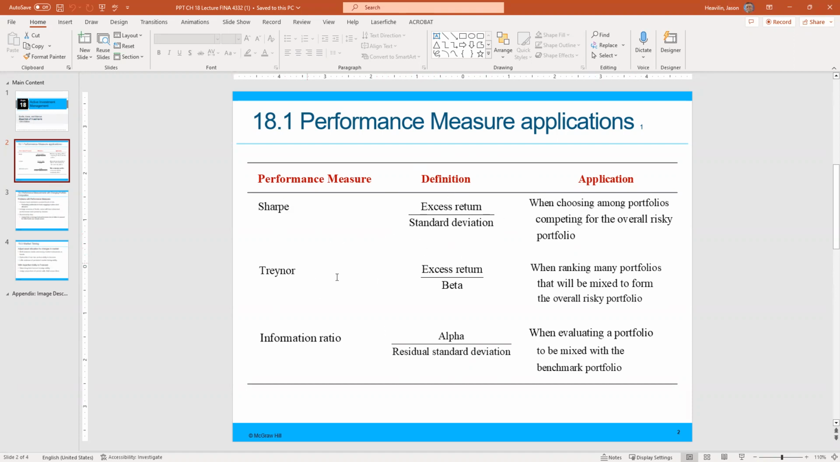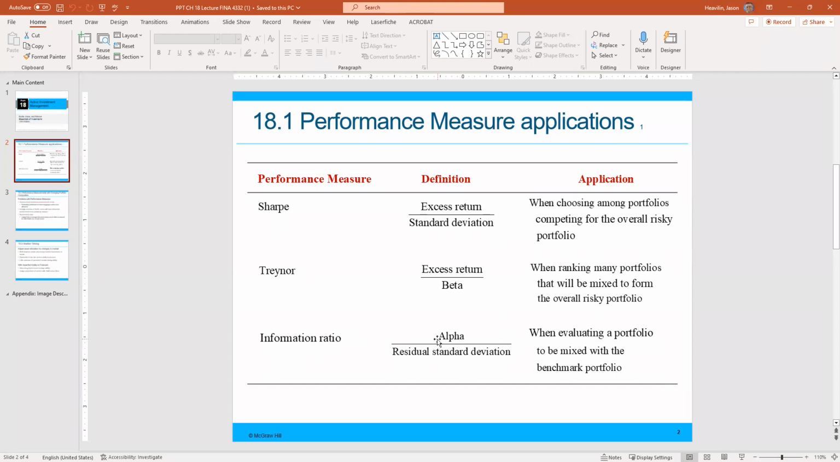Treynor is very similar to the Sharpe, but instead of dividing by the standard deviation, it divides by the beta. It's useful when ranking many portfolios that will be mixed to form the overall risky portfolio. These are not the only applications, but it's just to give you a guide of what's going on. Here, you're choosing a portfolio. Here, you're ranking them to eventually combine them.